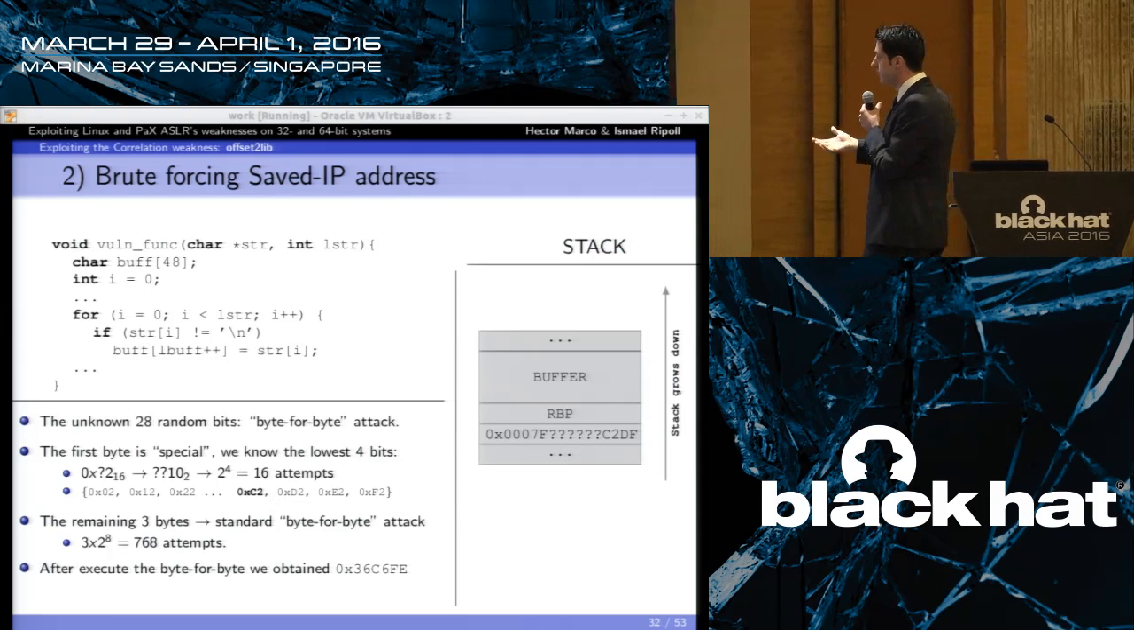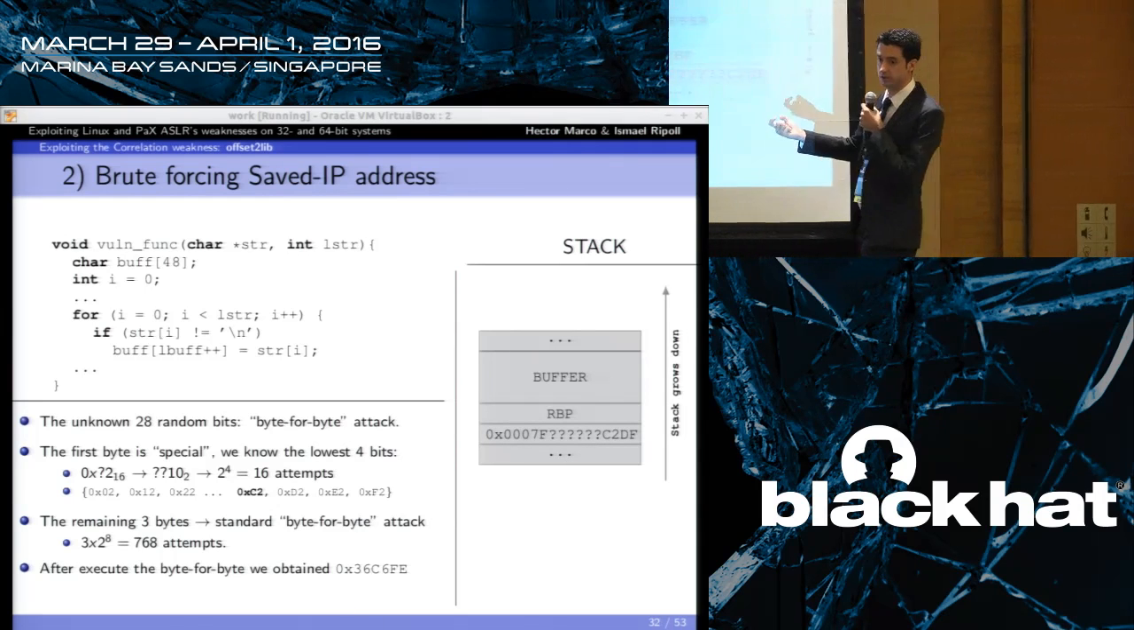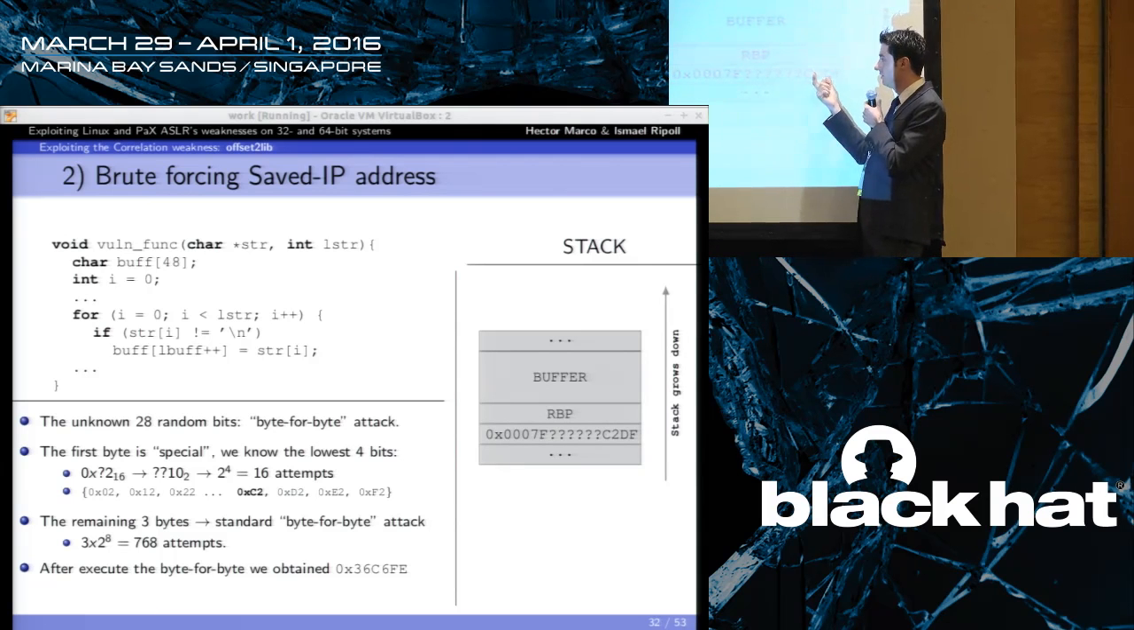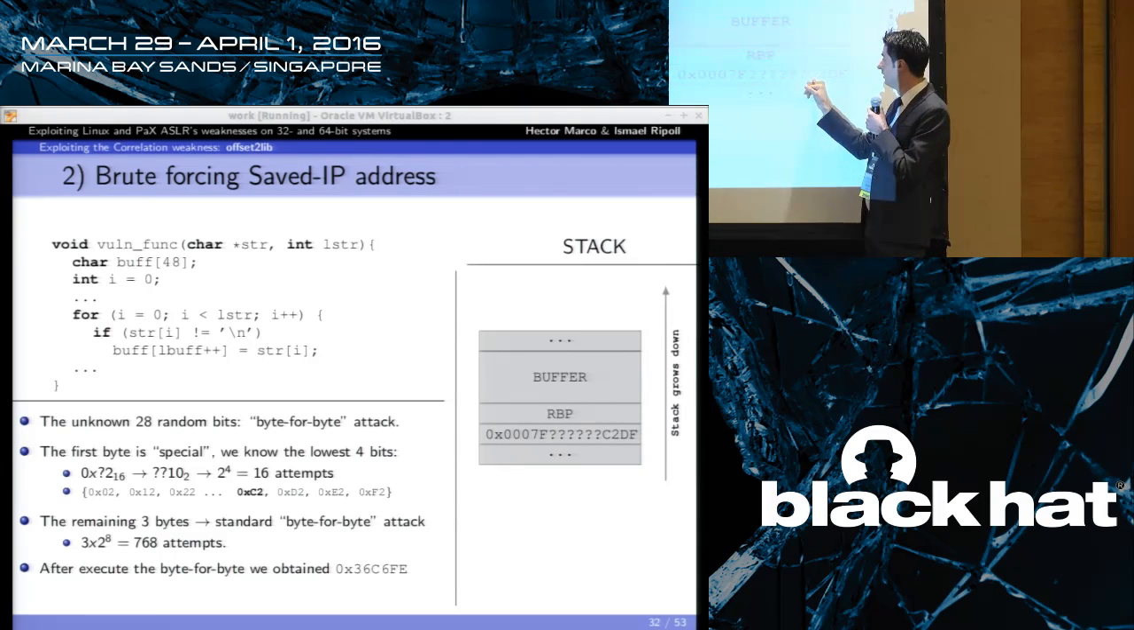And for the remaining 3 bytes, we can perform the same strategy, the same idea. Perform another byte-by-byte attack. But instead of 16 attempts, we need to perform, in the worst case, 256. Okay?